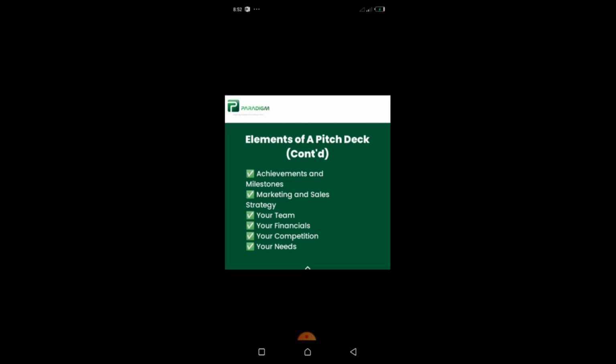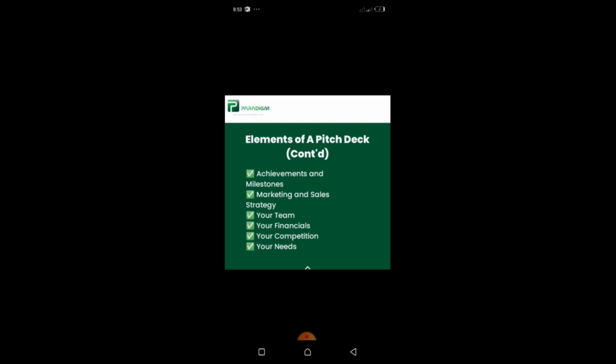The next, which is the 9th element, is your financials. Under your financials, you need your sales forecast, your income statement, and your cash flow statement for at least 3 years. These are things that help your investor see your business as a business. Yes, you might need to make assumptions if you are just starting up, but let your assumptions be as real as they could be.